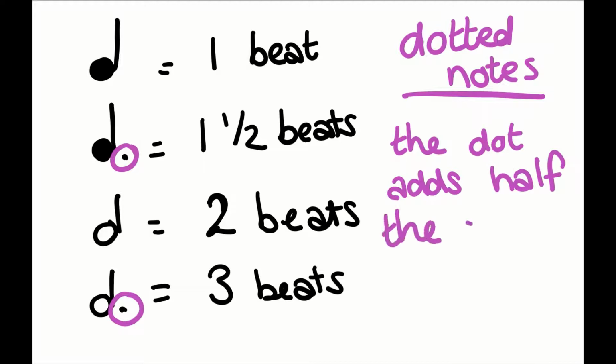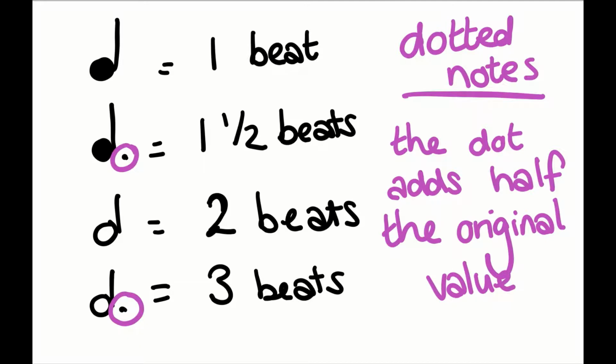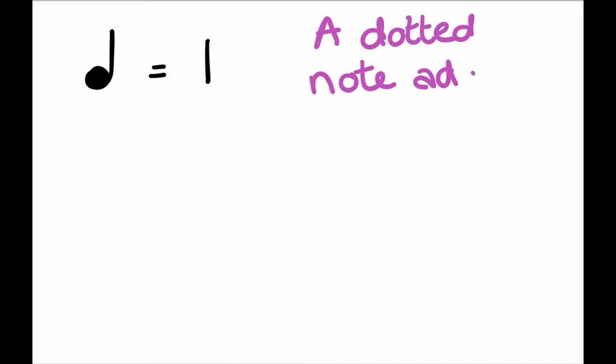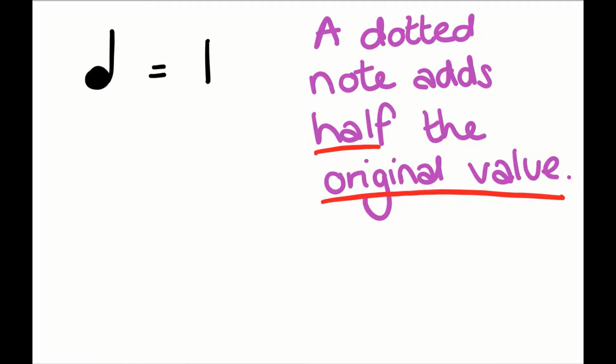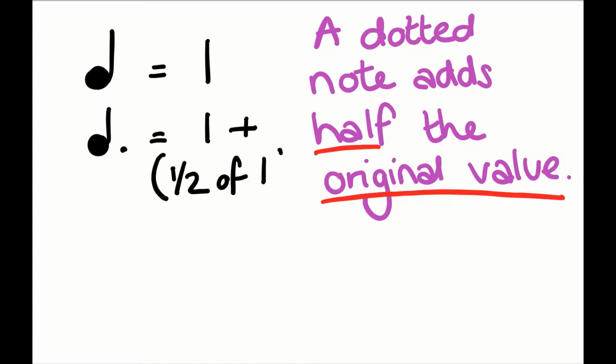So for example, with our crotchet, it's worth 1 beat. Adding a dot worth half of 1, which is half. So 1.5. Makes it half the original value on top of what it already is. So it's 1 plus another half of 1. So 1.5. So a dot adds half of the original value. So our dotted crotchet is worth 1.5 because half of 1 is half.